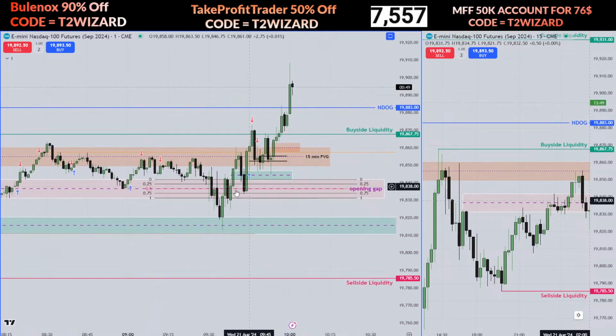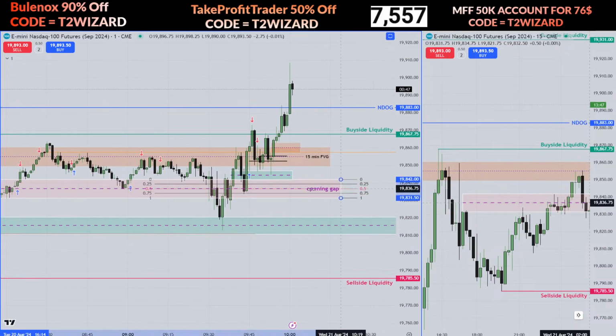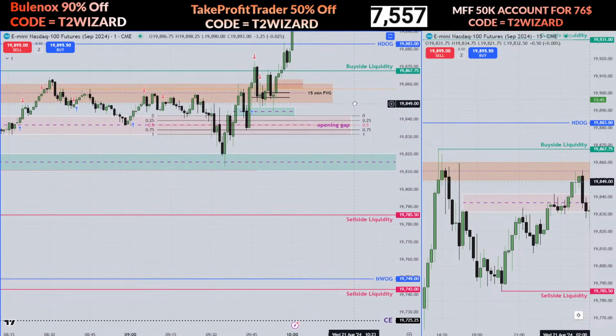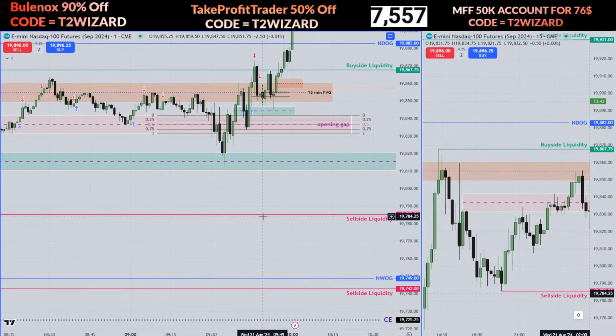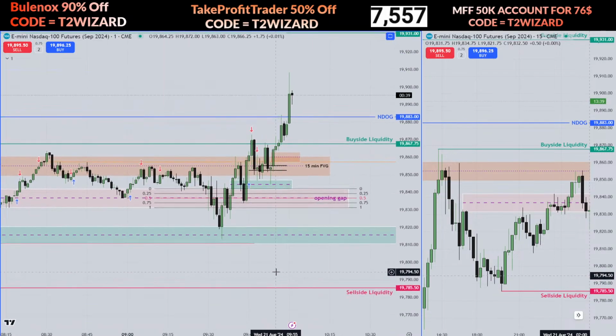But if I see market is using this opening gap as a resistance, then first I will look for this sell side liquidity. For that, maybe I will need some more confirmation or something like that. This is how every day's bias is different. Every single day's bias is different, brother.